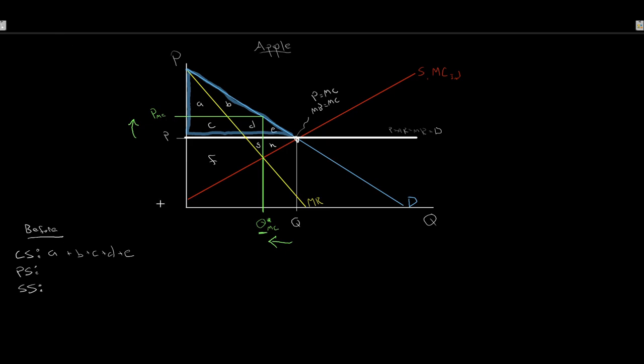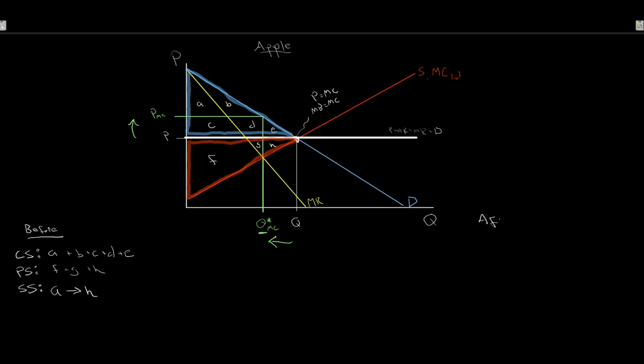That's a plus. Our producer, on the other hand, above my willingness to accept, all the way out to the quantity exchanged, below the price I do accept. So my producer surplus would be F, G, and H. Okay, social surplus then, everything added together. So my social surplus would be strictly A through H. So everything there, that's my social surplus.